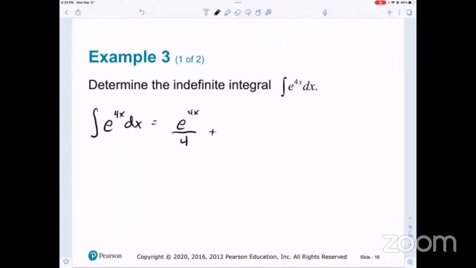The derivative of e to the 4x is itself, but then we have to say times the derivative of the power. So we're going to say times 4. The 4s are going to cancel, and we're going to finish with our desired result.